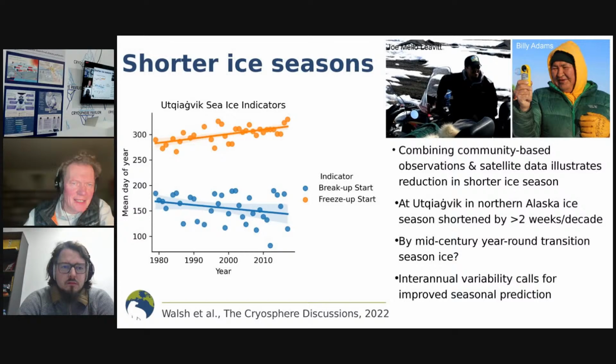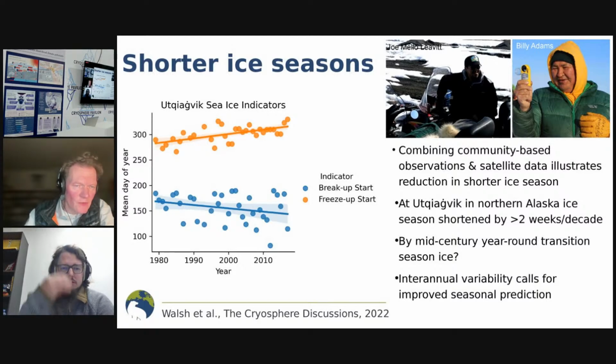Combining that with satellite data, we can show and examine in more detail the shift towards later freeze-up here shown at the top in orange, as well as earlier breakup of the ice cover in spring. Over the past few decades, we've seen a reduction in the sea ice season by more than 2 weeks per decade. That has major impacts on a range of activities and increases exposure to hazards.